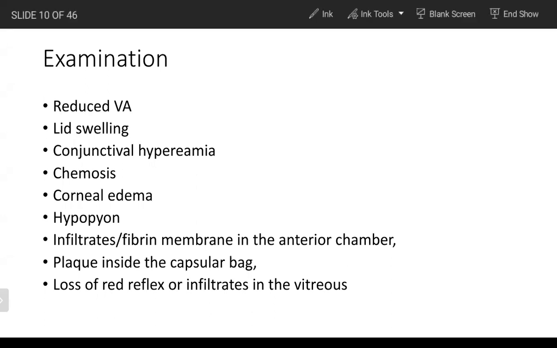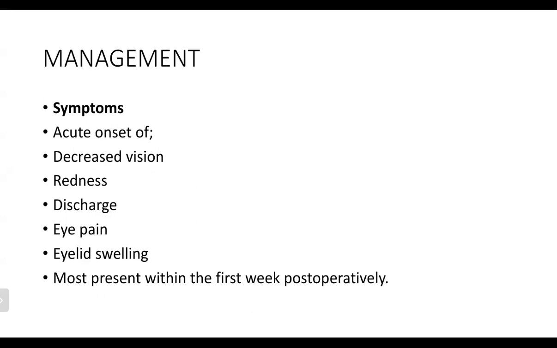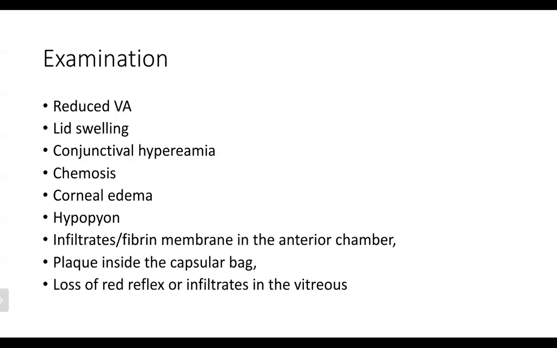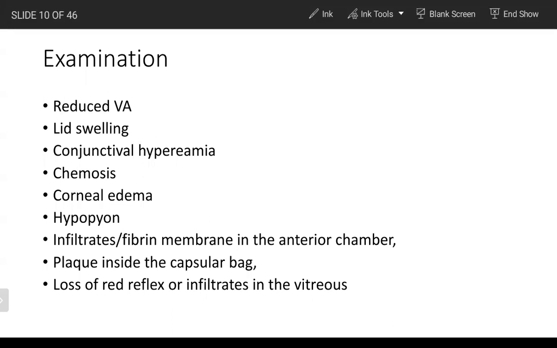Most studies, especially the endophthalmitis vitrectomy study, have shown that most of the patients presented within the first week post-operative. And then on examination, you will find reduced visual acuity to a variable extent, it could be anything up to light perception. And then they usually come with lid swelling, conjunctival injection, chemosis, corneal edema, and then hypopion in the anterior chamber with inflammatory infiltrates, even fibrin membrane. There may be plaques inside the capsular bag.